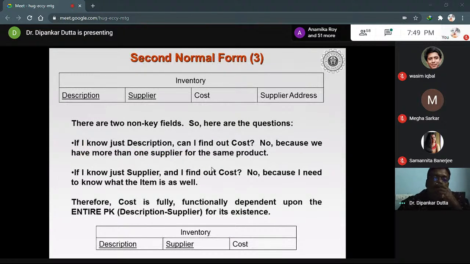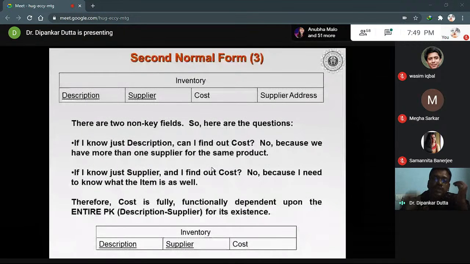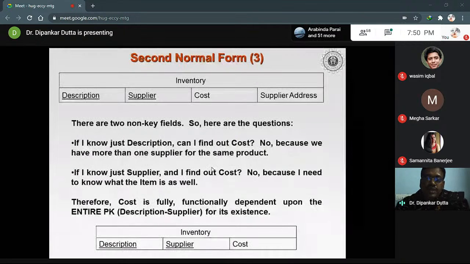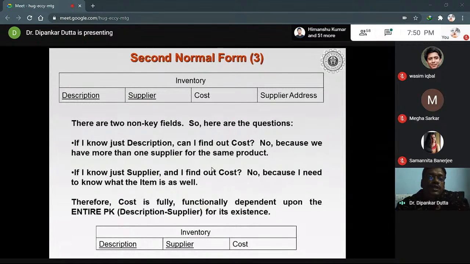Suppose there is a table called inventory, or relation called inventory. Now, description and supplier together form the primary key, and so description and supplier are prime attributes, and the two other attributes, cost and supplier address, are non-prime attributes. So there are two non-key fields, so there are the questions. If I know just description, can I find out cost? That is our first question.